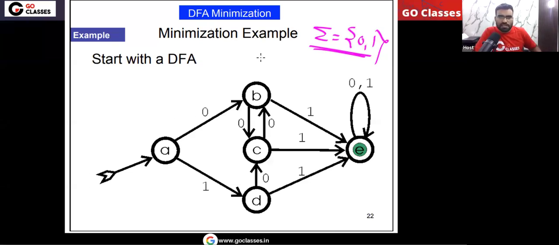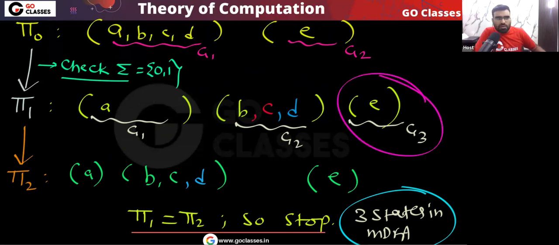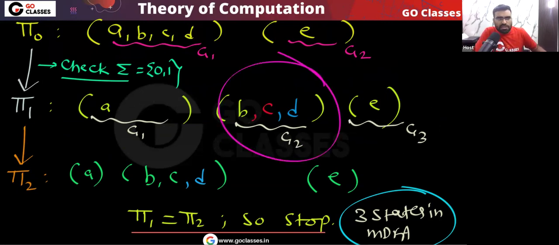A student is asking, sir, can you explain pi 2? From pi 1, we are going to pi 2. Now we have to check these states. Remember, in this group there is only one state, so there is nothing to check. We have to check this group.